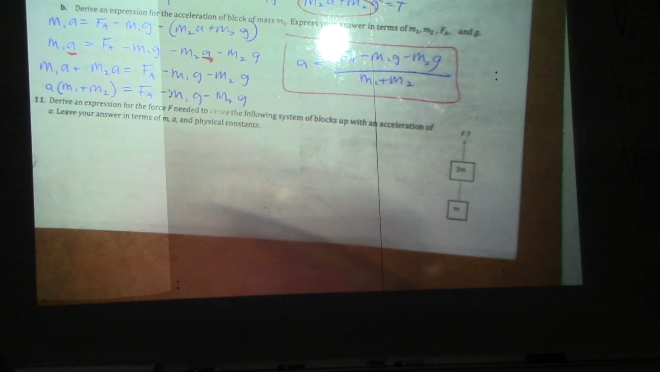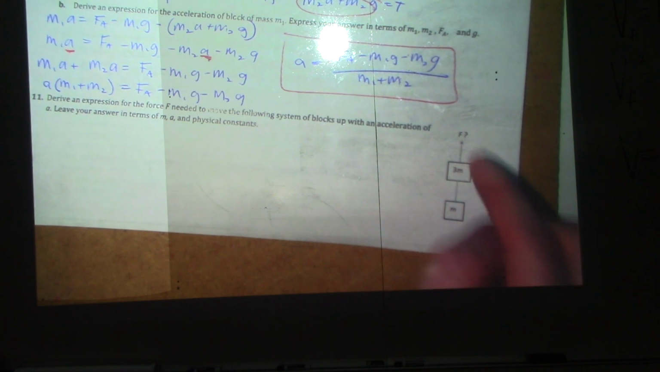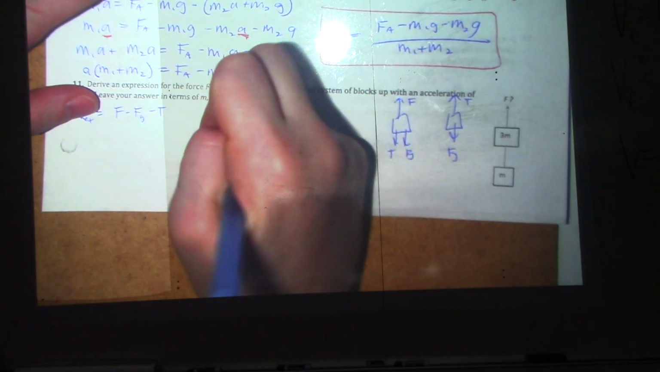Here, I again have an acceleration. I'm looking for the missing force. So I've got F, I've got Fg, and I've got tension. And then this guy's got gravity and tension as well. So net force is F minus Fg minus T. And then the other net force is T minus Fg. This one's easy, it's Ma minus Mg.